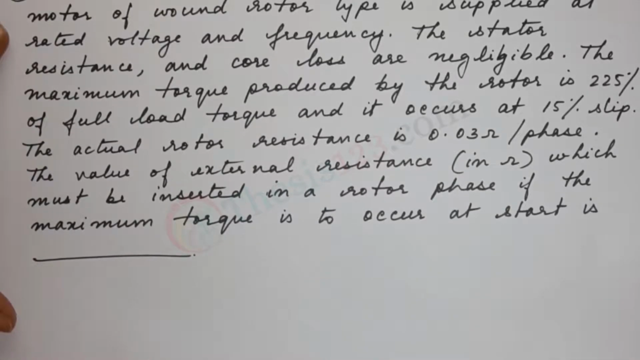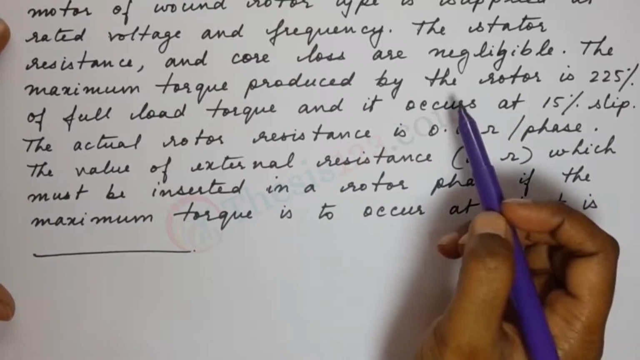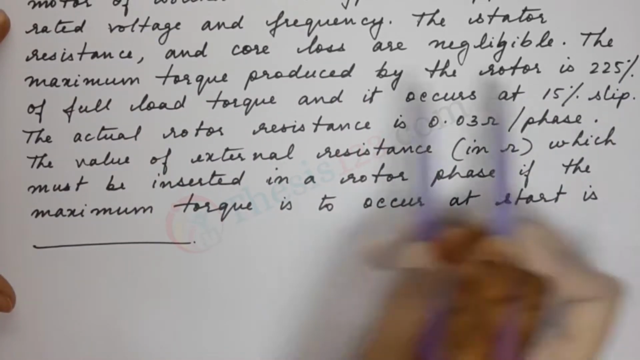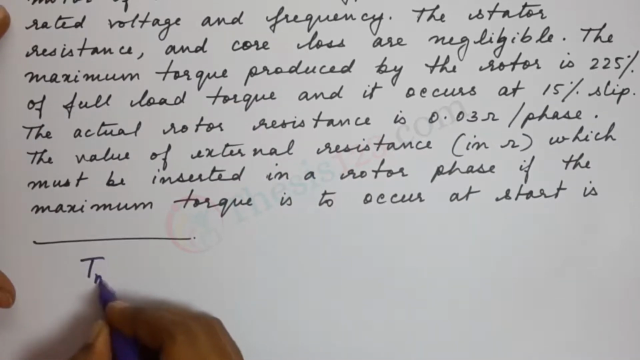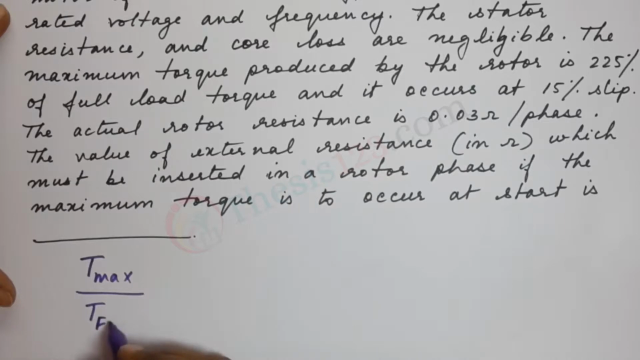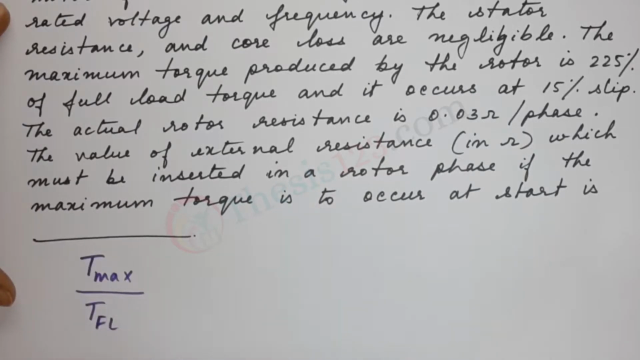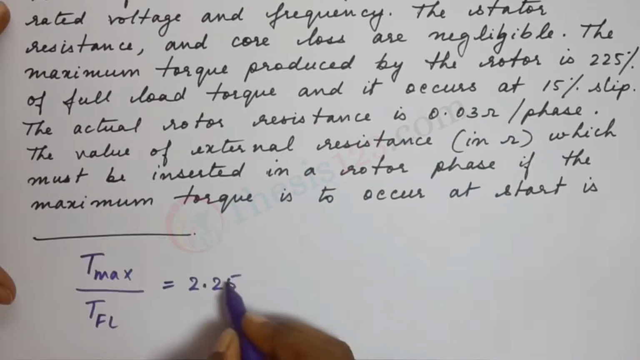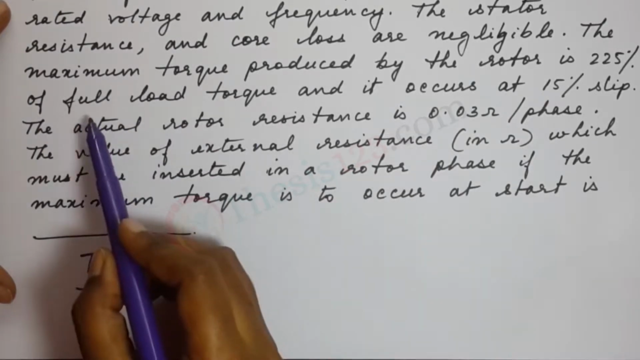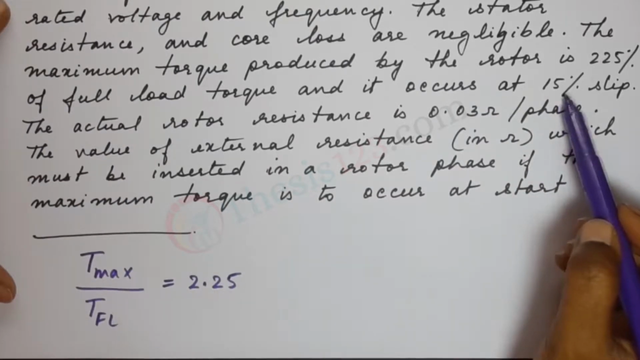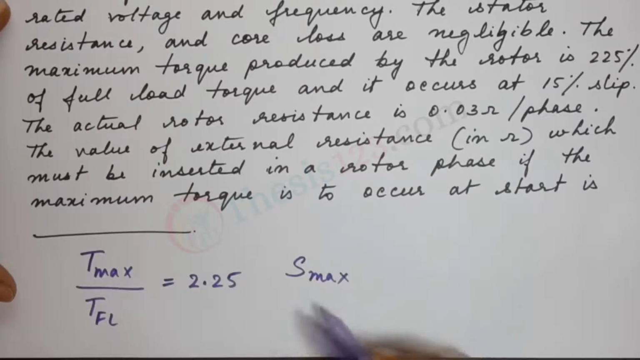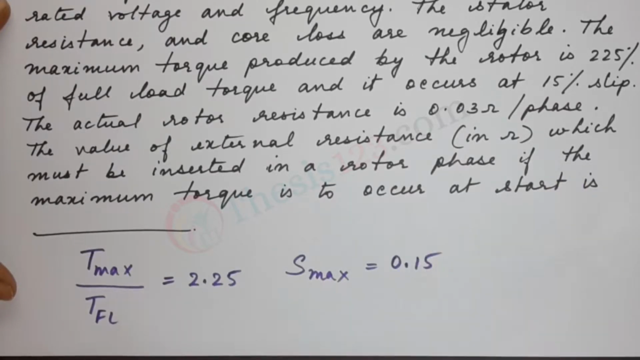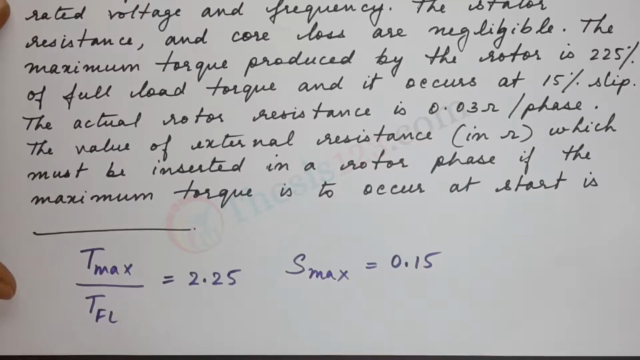So let's note down what's given to us. We begin by writing down here, this is the important part. Maximum torque produced by the rotor is 225% of the full load torque, which means T max by T full load is given as 225%, so we write that as 2.25 in decimal form. And this occurs when the slip is at 15%. So note it as maximum slip, 0.15. I hope that is clear.